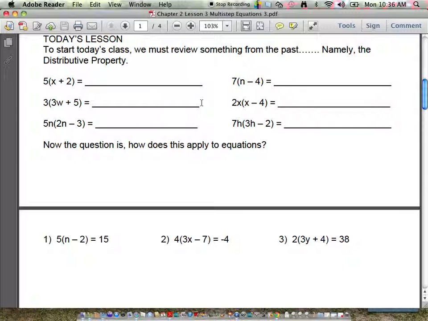You know what I think about every time I think about distributive property? Christmas. I always think about Christmas. Yeah, you gotta love Christmas.